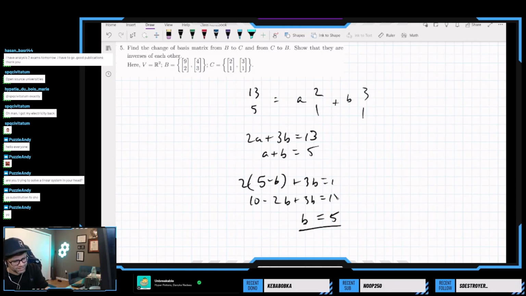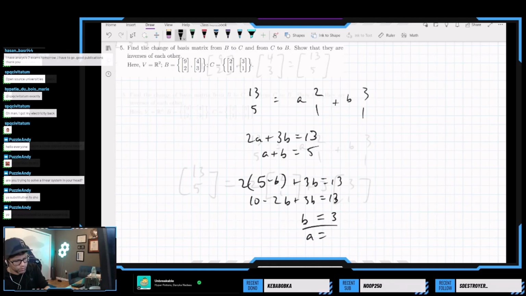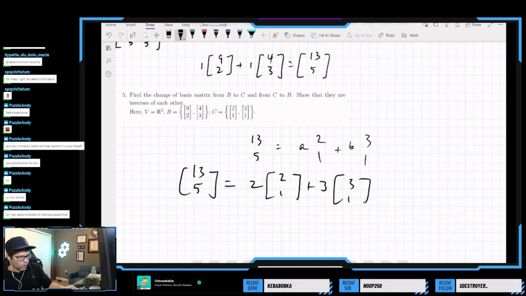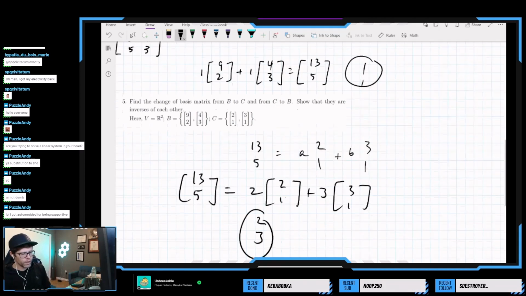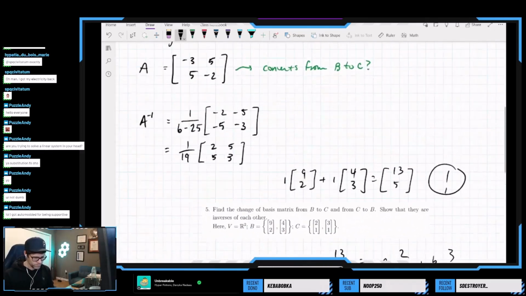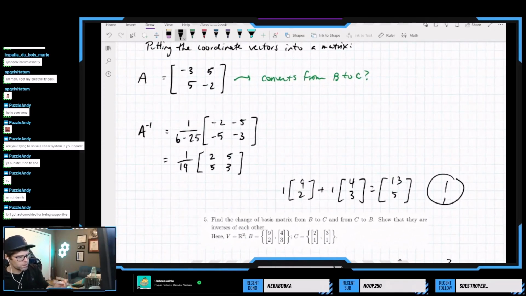Okay. b is equal to 3, I guess, then. So if b is equal to 3, then a is equal to 2. So the coordinate vector is 2, 3 in this particular case. The coordinate vector in this case is 1, 1. So basically we're checking to see where 1, 1 gets sent when we do a multiplication by one of these things. And if it gets sent to 2, 3, then we know the direction it's getting sent.